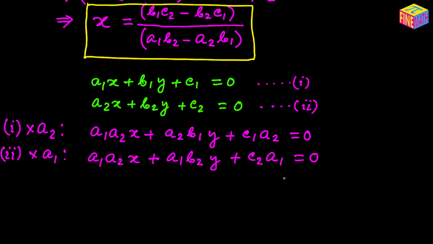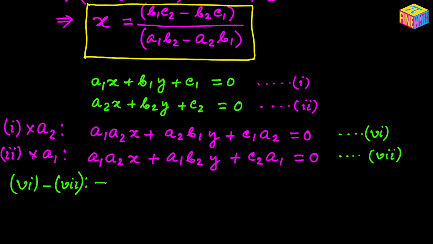So now these are our two new equations. Let's say this is our new equation number 6, and new equation number 7. And now what we are going to do is subtract equation number 7 from equation number 6. So if we say equation number 6 minus equation number 7, what are we going to get? So now let's do this subtraction right here.